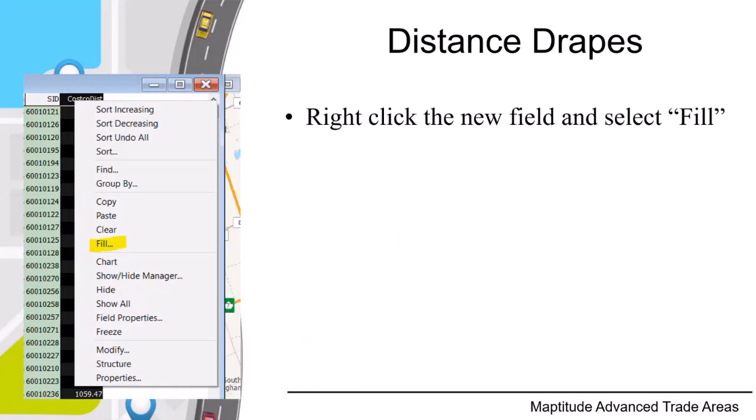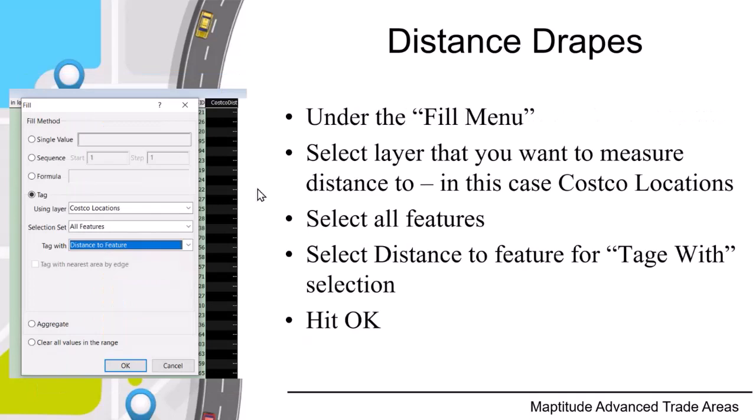You do that by clicking on the new field. You right click on it at the top, right up here, and then you select fill. Then under the fill menu, select the layer that you want to measure the distance to. In this case, Costco locations. We're going to fill all the features, or all the rows, with the distance to the Costco locations.